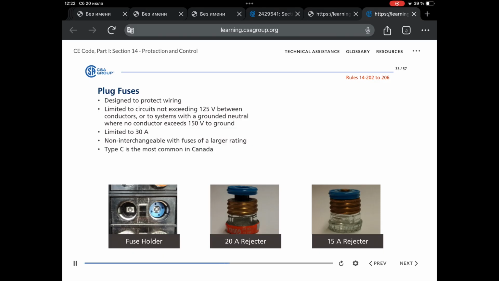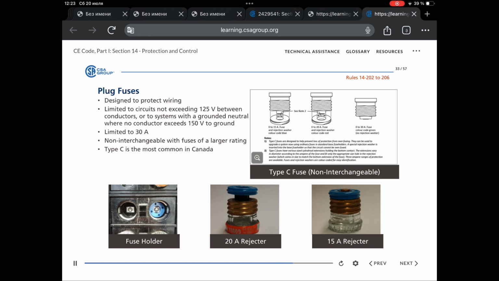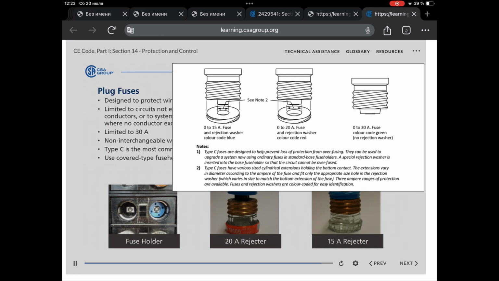Type-C fuses are the most common in Canada. These fuses have a cylindrical extension at the end of the fuse that becomes wider with larger ampere ratings. This prevents a larger fuse from bottoming out in a fuse holder intended for a smaller fuse. Older fuse holders can be made to comply with this requirement by using a rejection washer. See Figure 14-11. Also, plug fuses must use covered-type fuse holders that have no live parts exposed while the fuse is in the holder. This allows for plug fuses to be changed by those without electrical training.